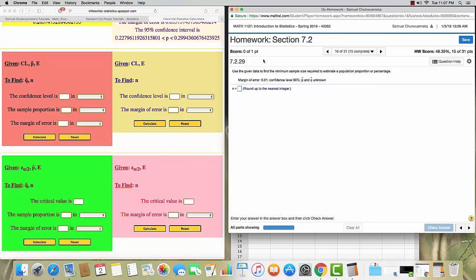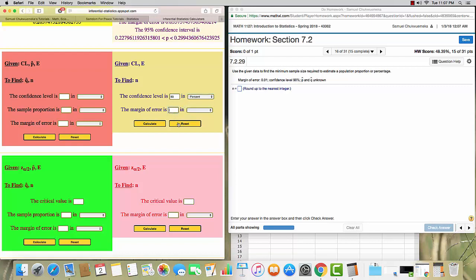Here the sample proportion and the q hat, the complement of the sample proportion, both of them are unknown. That's fine. So we're going to use this here. They want us to find the sample size. So confidence level is 90%. So I put 90%.